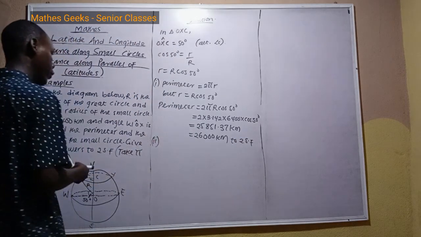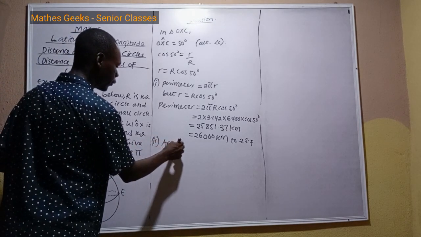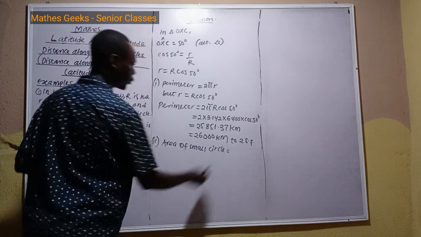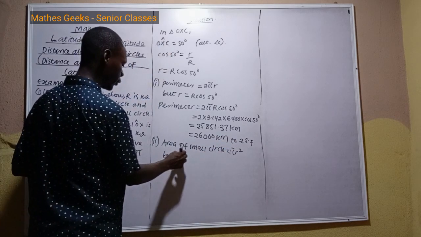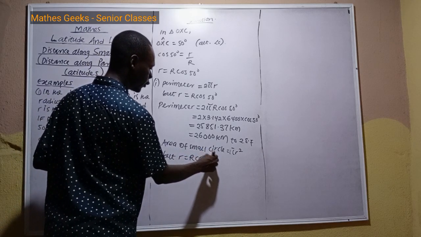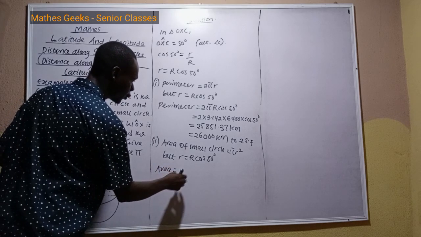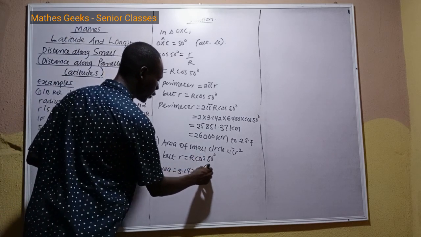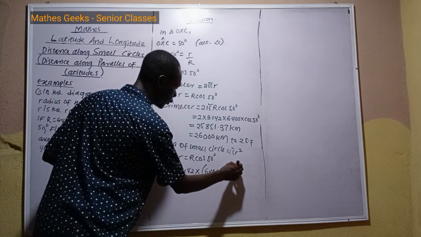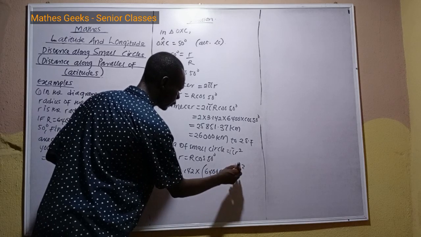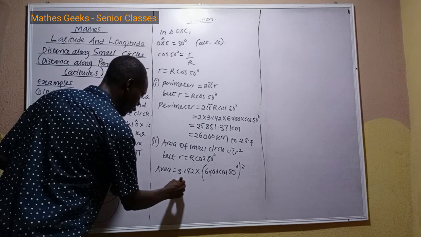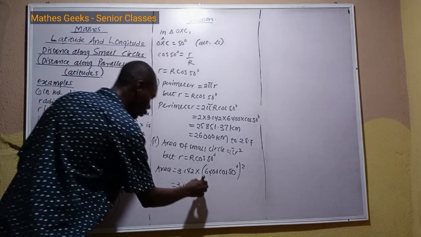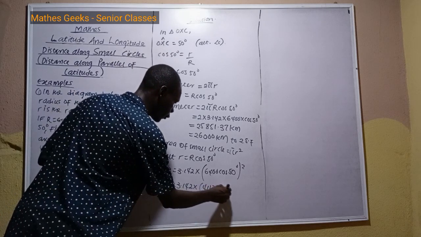Then the question says we should calculate the area of the small circle. Area of the small circle is equal to pi r squared, but r is equal to R cos 50 degrees. So the area is equal to pi, 3.142, times R cos 50 degrees squared, that is 3.142 times 6,400 cos 50 degrees squared. This gives 3.142 times 4113.84 squared.